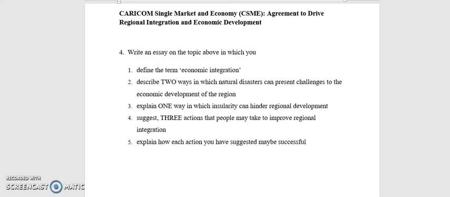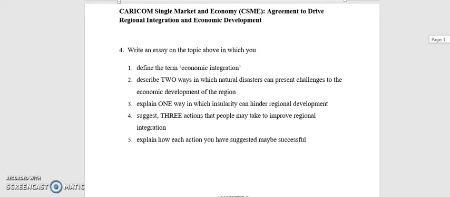I must say that this was an easy paper. For those of you who sat the exam, I am sure that all of you got a grade 1 in social studies. All right, let us begin. The first thing we're going to do is define the term economic integration, and I'm going to give you a chance to write your definition of what economic integration is. 5 seconds.